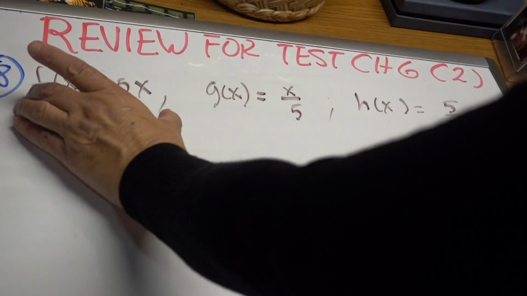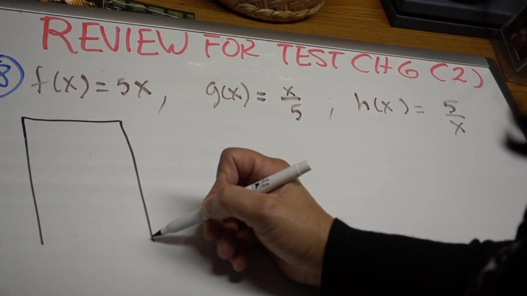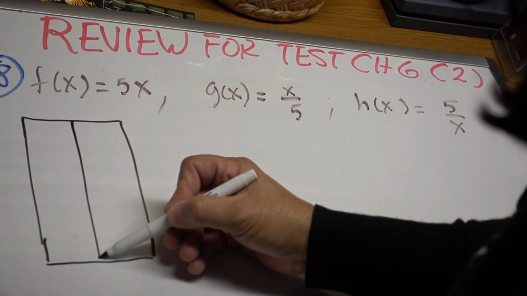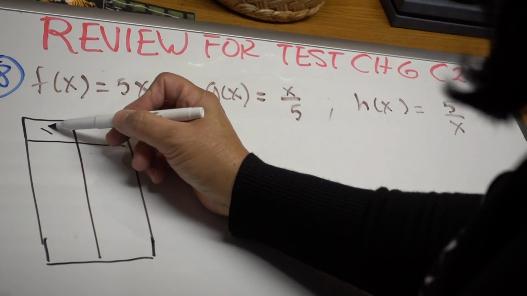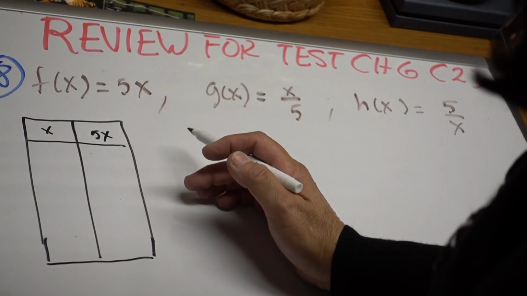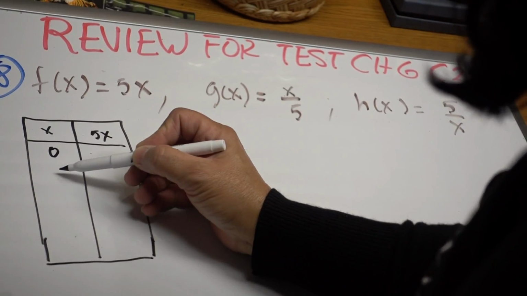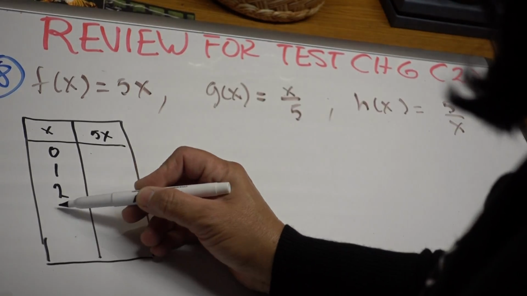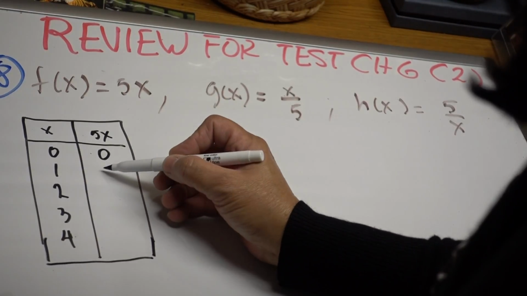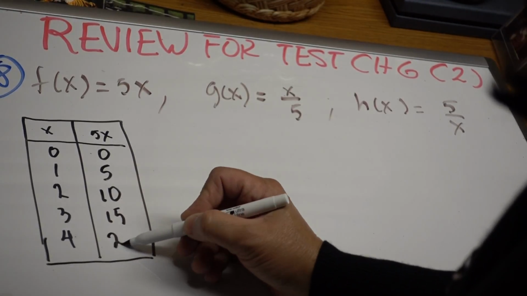Well, but the way we saw it in class, and I'm just going to show you the process, is we're going to find the table for the first one. Real quick, table. This one is for f. The domain is all real numbers because it's just multiplying by 5. There's no restriction in this one. This is x and this is 5x, or x and y. If I start with 0, 1, 2, 3, 4, multiply by 5: 0, 5 times 1 is 5, 5 times 2 is 10, 5 times 3 is 15, and 5 times 4 is 20.